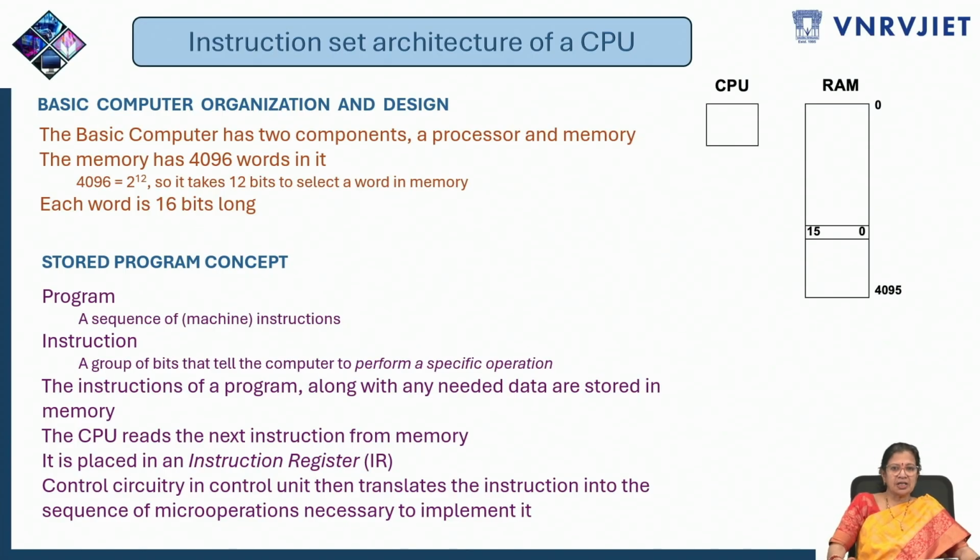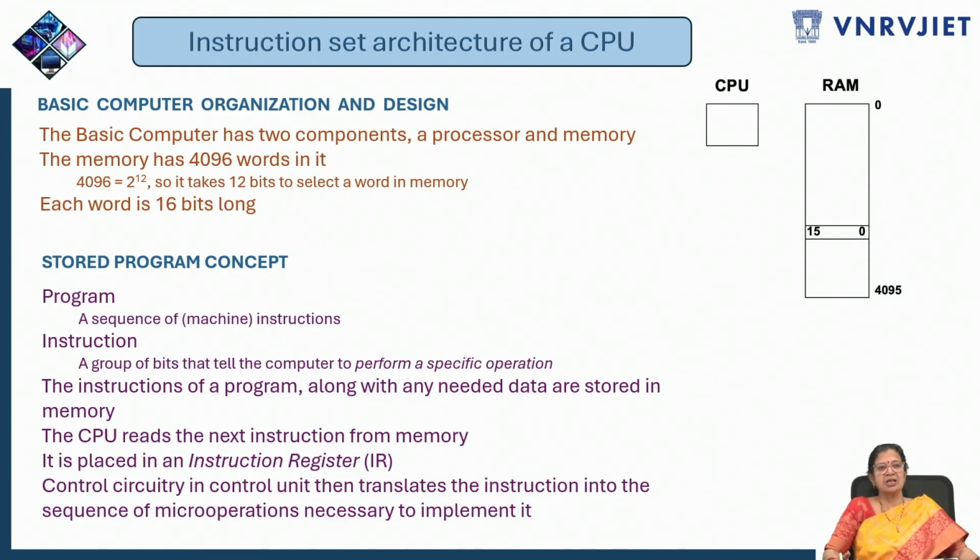Coming to the instruction set architecture of a CPU: how the user can view the CPU and how it performs its functions is said to be the instruction set architecture. In this lecture, we'll be discussing the basic computer organization and design, where the basic computer has been hypothetically defined by Morris Mano. The basic computer has two components, a processor and memory. If you look at the diagram, there is a CPU and a RAM.